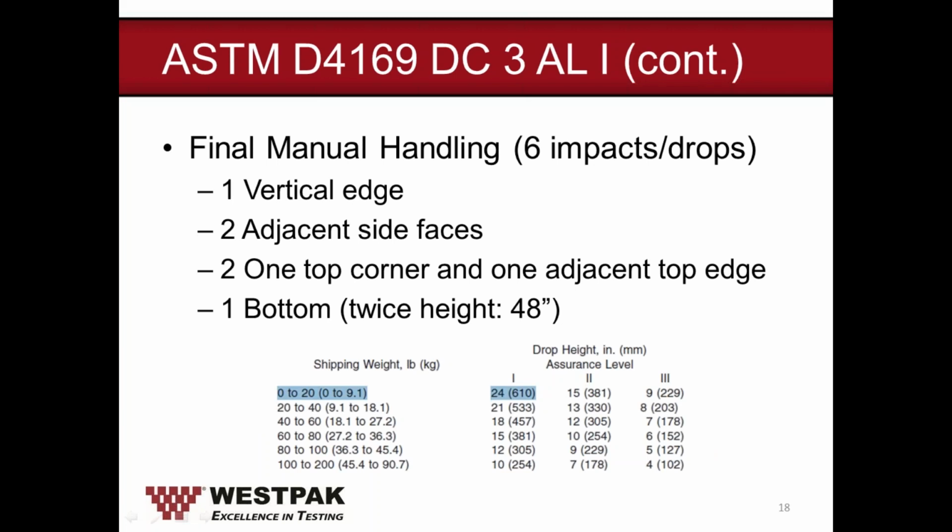Then we finish with the final manual handling, 6 impacts again, but the orientation is different. 1 vertical edge, 2 adjacent side faces, 2 drops, where 1 top corner and 1 adjacent top edge, followed by 1 drop on its bottom, which needs to be twice the height. So the box itself weighs 10 pounds. At assurance level 1, it requires 24 inches. So for the final bottom drop, it requires a 48-inch drop.